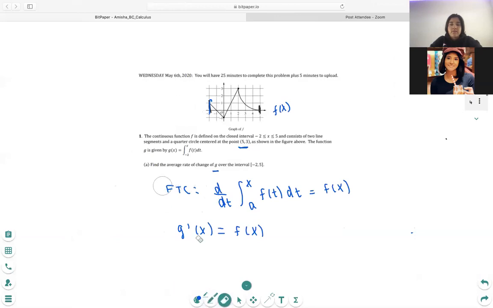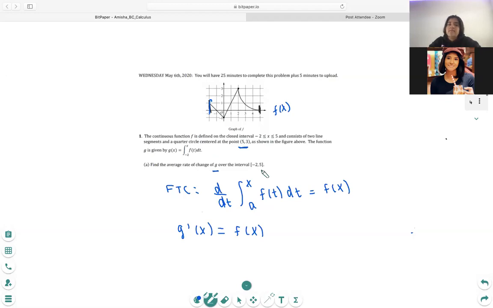And so here we're talking about FTC, right? So let's read the question. The continuous function f is defined on the closed interval, -2 less than or equal to x less than or equal to 5, and consists of two line segments, right? We see 1, 2, and a quarter circle here, centered at the point (5, 3), as shown in the figure above. The function g is given by g of x is equal to the integral of f of t from -2 to x. So part A says, find the average rate of change of g over the interval -2 to 5, right?